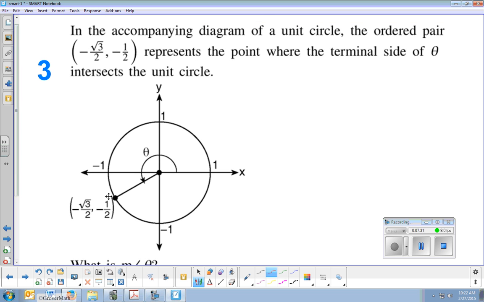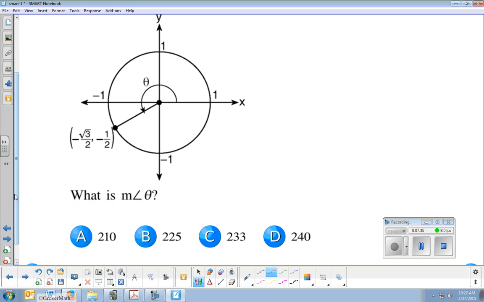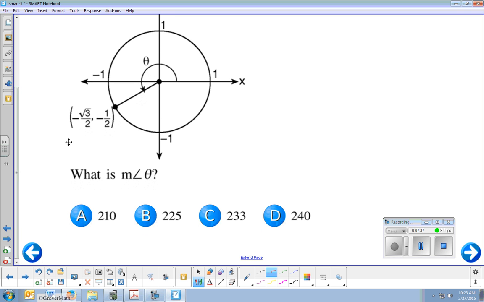Here they're giving us the coordinates. They want to know what is the angle. Now, first thing, and I've said this many times, the most important thing in trigonometry is location, location, location, just like real estate. You are in quadrant 3. So make sure your angle's in quadrant 3. Now, all of these are.